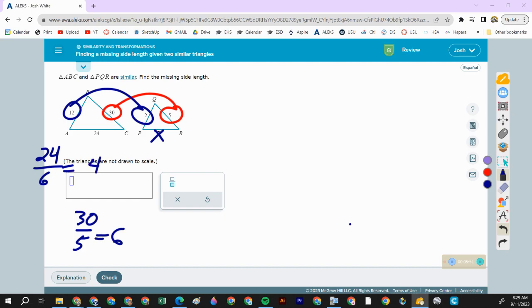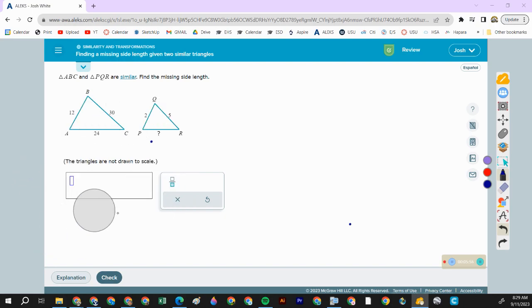Okay. Now the scale factor works in both directions. So if we're talking about the scale factor from here to here, then that scale factor is 6. What if we were going in the other direction though? What is that scale factor? Well, it's sort of the opposite of 6, which would be 1 over 6. Right? From small to big, the scale factor is 6. From big to small, the scale factor is 1/6. All right.